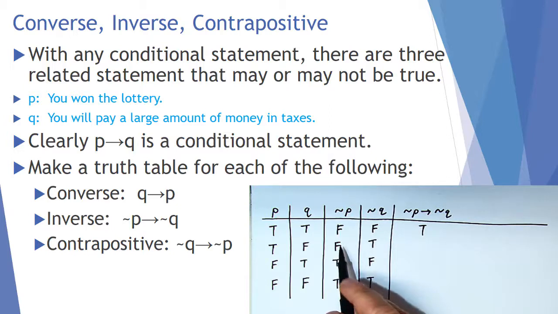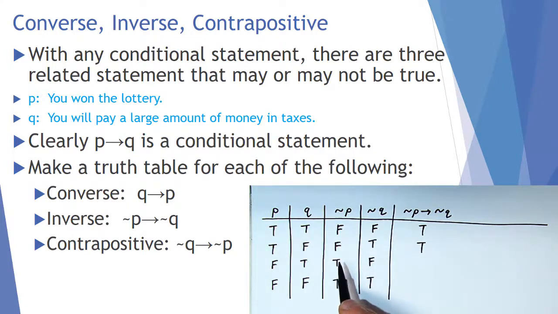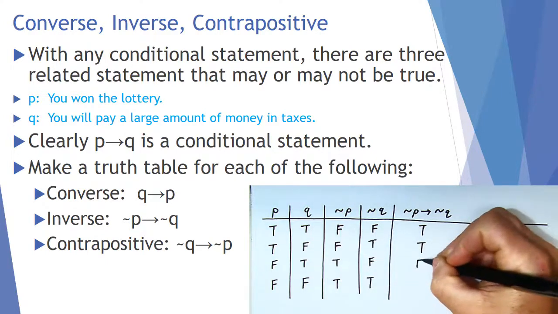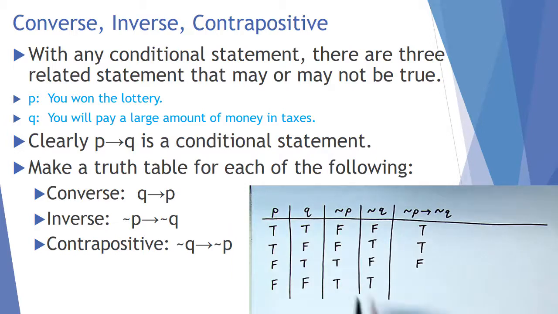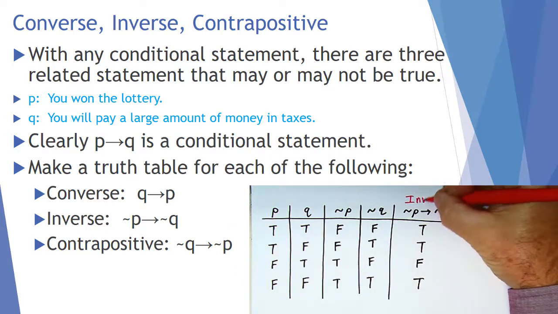Row 2, does not P's truth imply not Q's truth? No, it doesn't matter because not P isn't true, and so this row will be true. Row 3, does the truth of not P imply the truth of not Q? This one fails because not P is true, but not Q doesn't follow, and so this is the row that will be false. And in our last row, does the truth of not P imply the truth of not Q? Yeah, it does, and so we have a true statement there. And again, we call that the inverse statement.